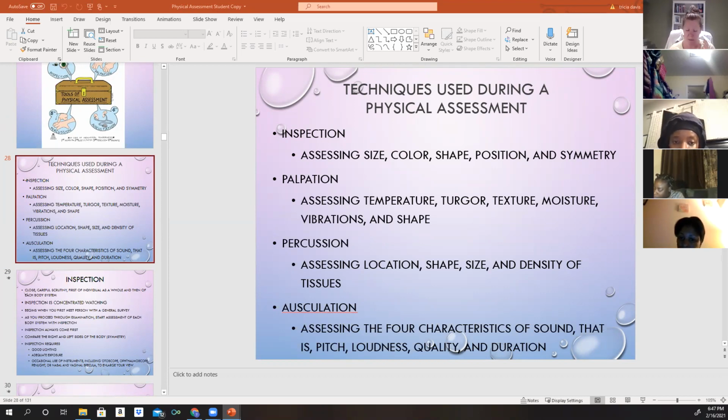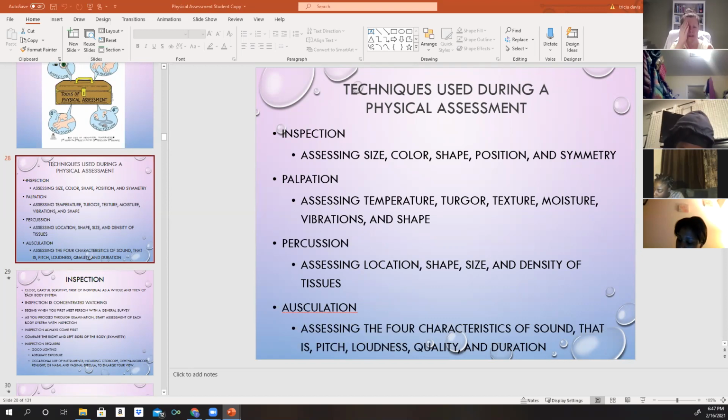So, if one patient has some cellulitis in their right lower extremity, you're going to compare it with their left lower extremity. If they have bilateral lower extremity involvement, you want to look at both of them together to see if one side's bigger than the other. So then palpation, we use this when we're assessing temperature.